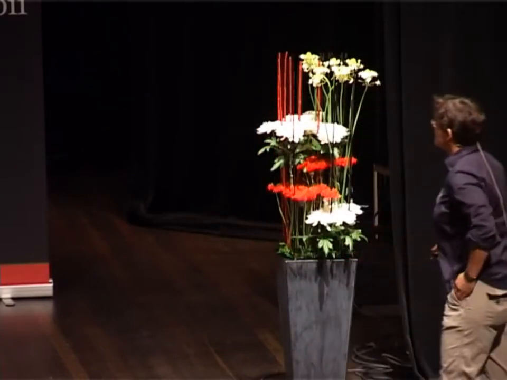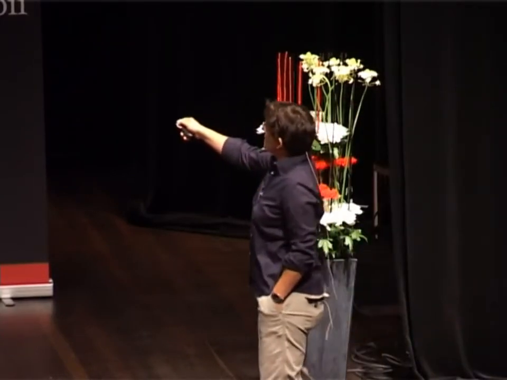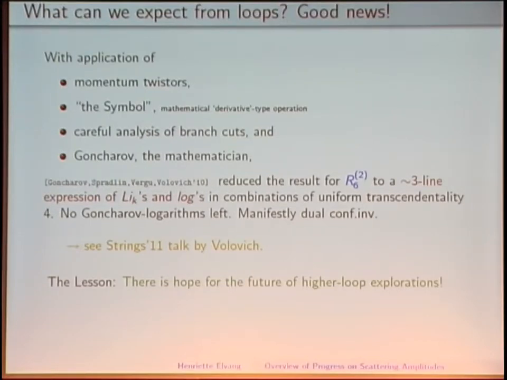But there's good news. If you use momentum twistors, and you use something called the symbol, which is a mathematical, sort of like a derivative type operator, you use a careful analysis of the branch cuts, and then you also apply Goncharov himself to the problem, then this collaboration amazingly showed that the whole 17-page result reduces to a simple, about 3-line expression that consists of polylogs and ordinary logarithms in various combinations of transcendentality degree 4. In fact, no Goncharov logarithms were left at the end.